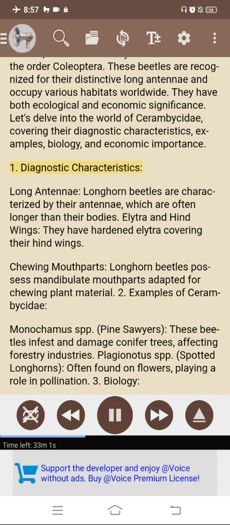1. Diagnostic characteristics. Long antennae. Longhorn beetles are characterized by their antennae, which are often longer than their bodies. Elytra and hindwings. They have hardened elytra covering their hindwings. Chewing mouthparts. Longhorn beetles possess mandibulate mouthparts adapted for chewing plant material.